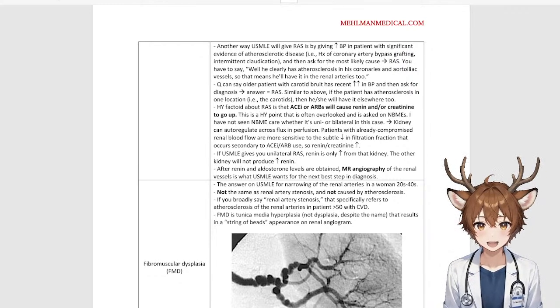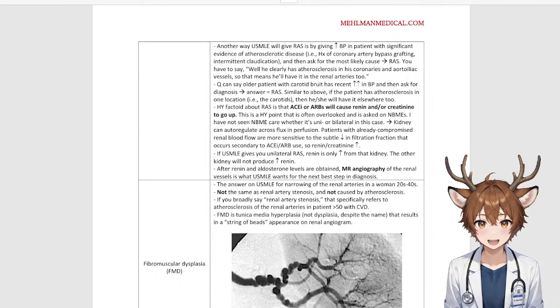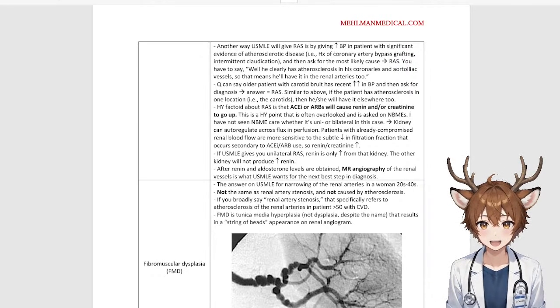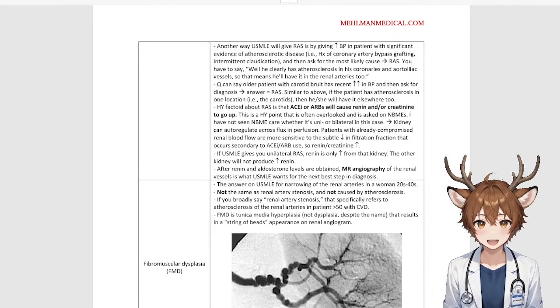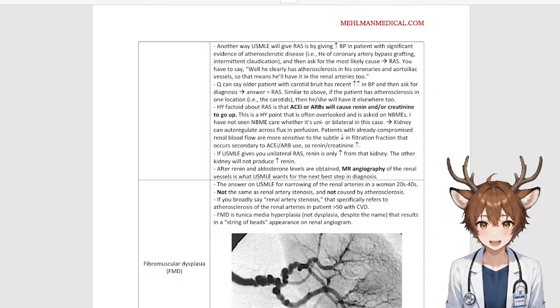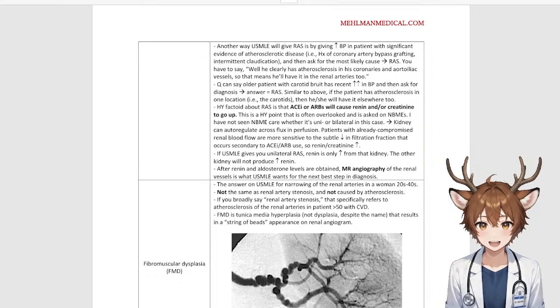So renin and creatinine increase. If USMLE gives you a unilateral renal artery stenosis, renin is only elevated from that kidney. The other kidney will not produce the elevated renin. After renin and aldosterone levels are obtained, MR angiography of the renal vessels is what the USMLE wants for the next best step in diagnosis.